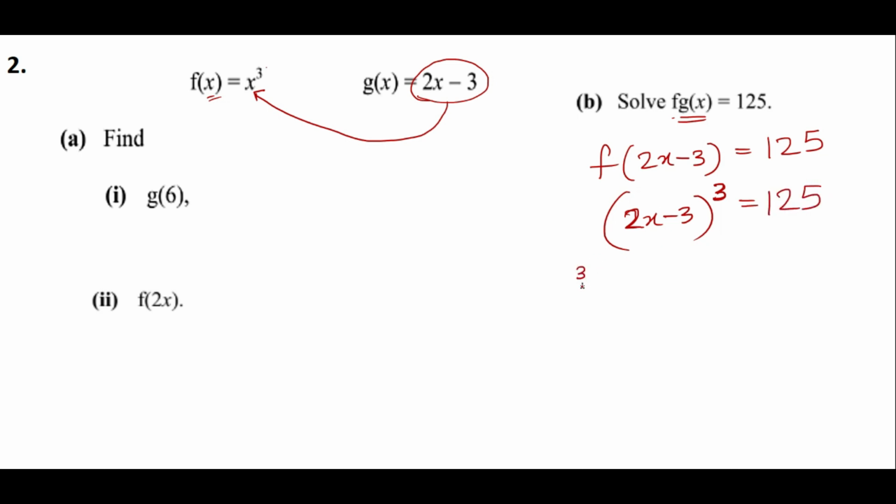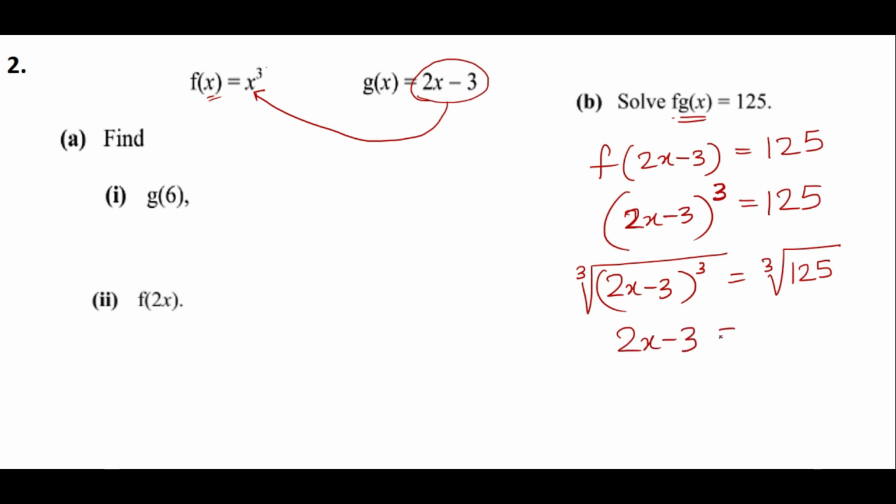Taking the cube root on both sides, I can write 2x minus 3 is equal to 5. So 2x equals 5 plus 3. 2x is going to be 8. So which means x is going to be 8 divided by 2, 4. So my answer here is 4.